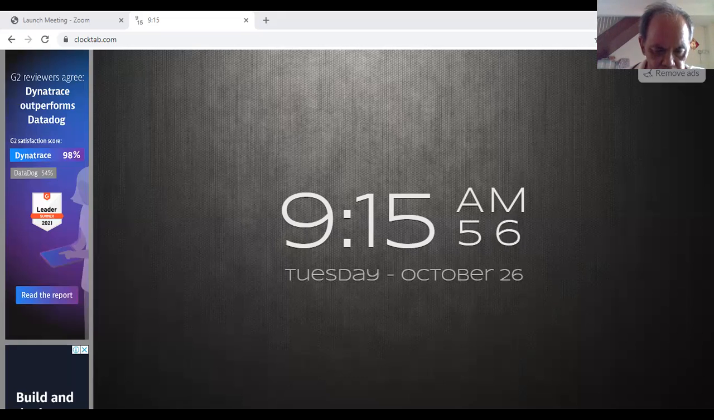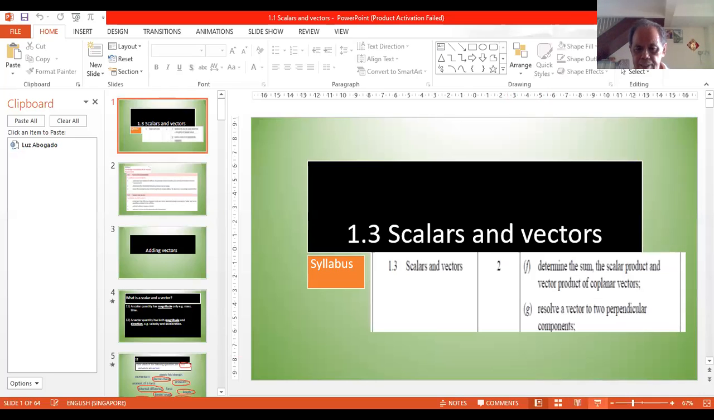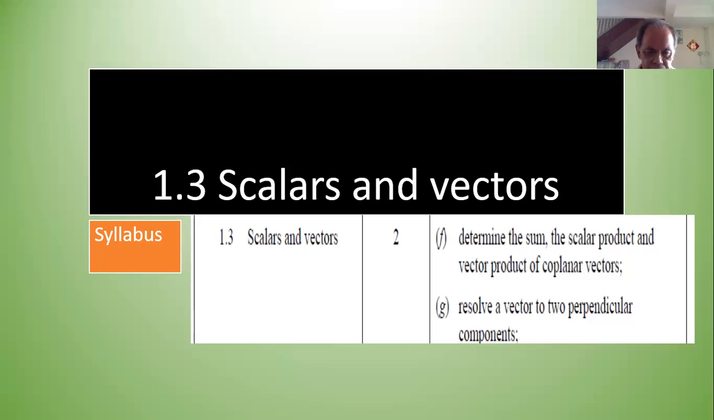Let us start with today's topic. Today's topic is scalars and vectors, 1.3 in the syllabus for STPM students. You are supposed to determine the sum, scalar product, and vector product. A-level students just need to determine the sum, that means adding and subtracting vectors as well. Then resolve a vector into two perpendicular directions. This is another method to find the resultant vector.